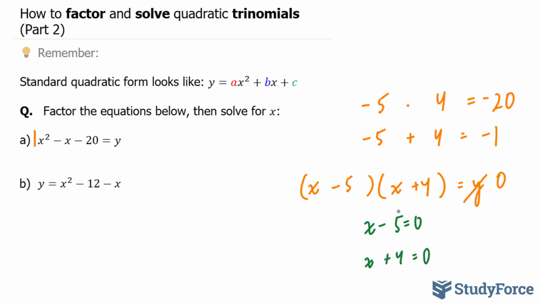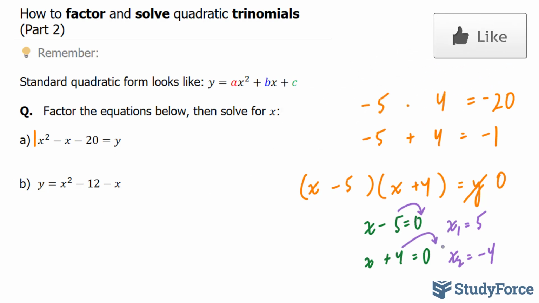To solve for x, I bring this 5 over. This negative 5 becomes a positive 5. So therefore, we have 1 x at positive 5. And we have a second x at minus 4. Bringing this positive 4 over makes it a negative 4. And so there you have it. That is how to solve and factor this equation. Let's move on to B.